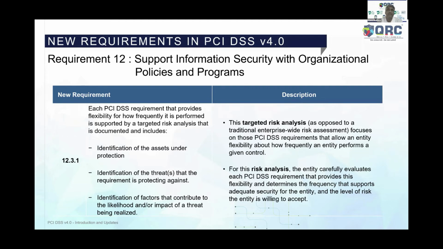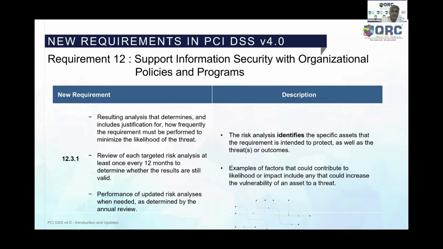So now I can see that PCI is mainly focusing on objectives and risk analysis. It's good that they're getting into these risk-based control mechanisms. The review of each targeted risk analysis is required at least once every 12 months. Earlier it was only the risk assessment to be reviewed at minimum annually, but now they are talking about risk analysis to be reviewed every 12 months, based on whether the results of the earlier risk analysis are still valid or not. That is what it says right now.